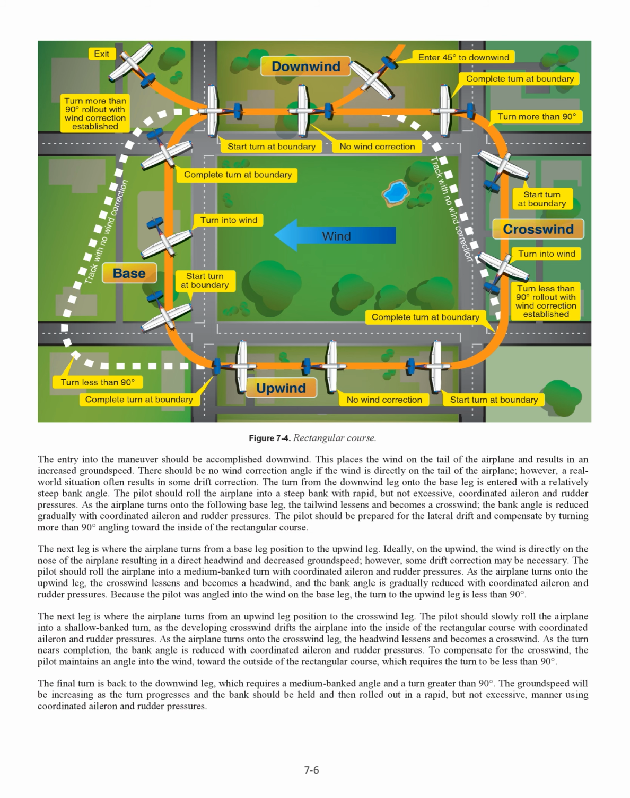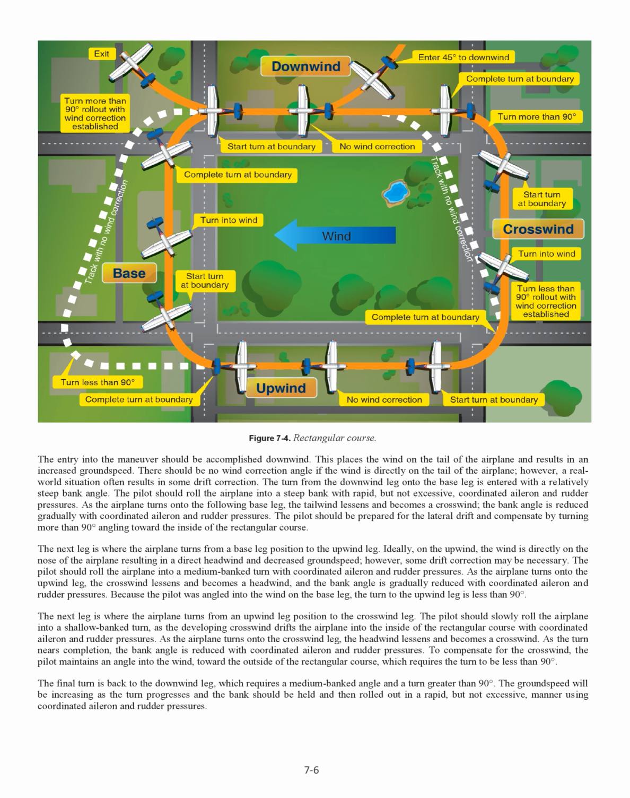The next leg is where the airplane turns from a base leg position to the upwind leg. Ideally, on the upwind, the wind is directly on the nose of the airplane, resulting in a direct headwind and decreased ground speed. However, some drift correction may be necessary. The pilot should roll the airplane into a medium bank turn with coordinated aileron and rudder pressures. As the airplane turns onto the upwind leg, the crosswind lessens and becomes a headwind, and the bank angle is gradually reduced with coordinated aileron and rudder pressures. Because the pilot was angled into the wind on the base leg, the turn to the upwind leg is less than 90 degrees.